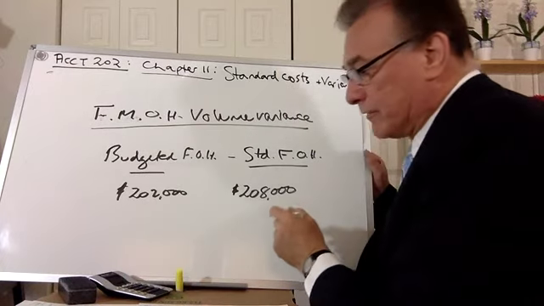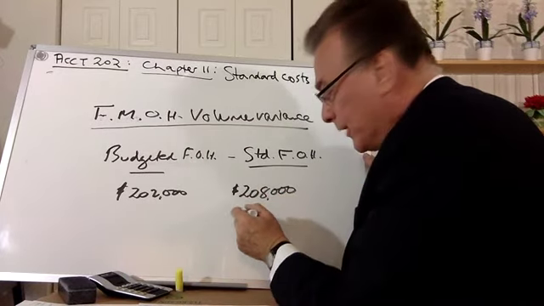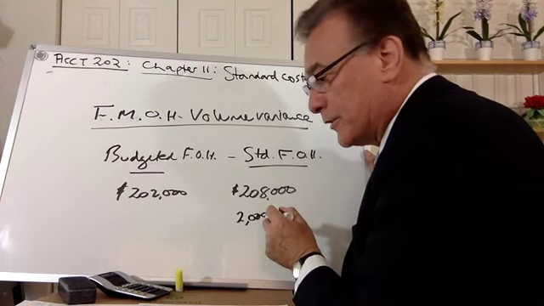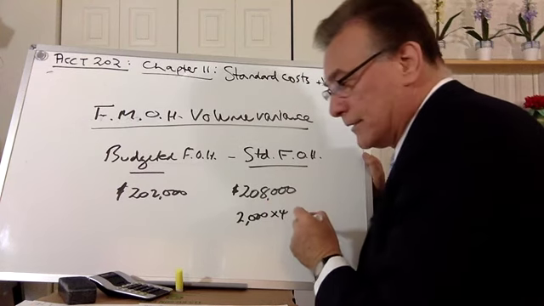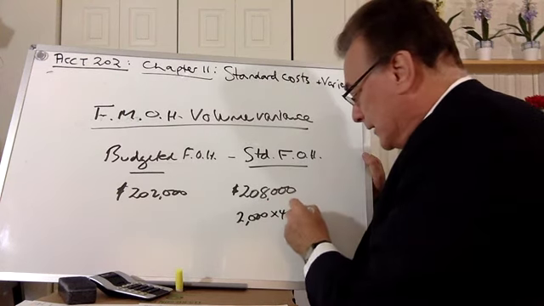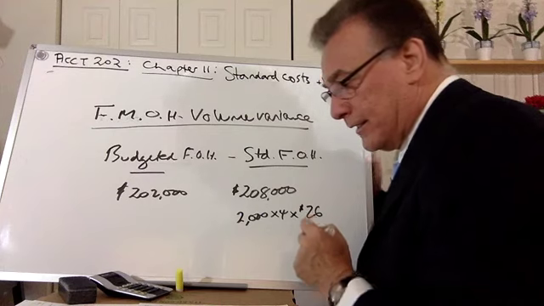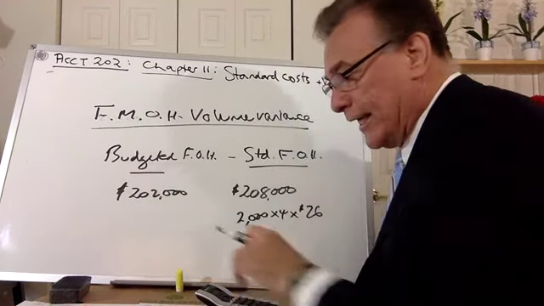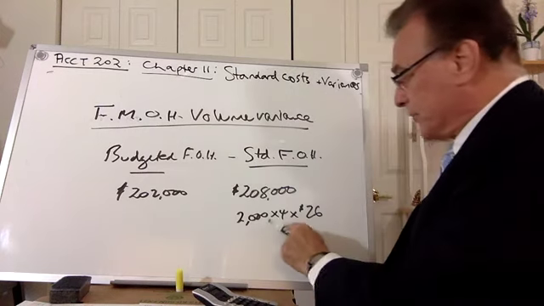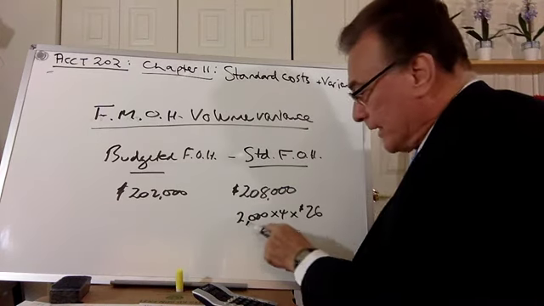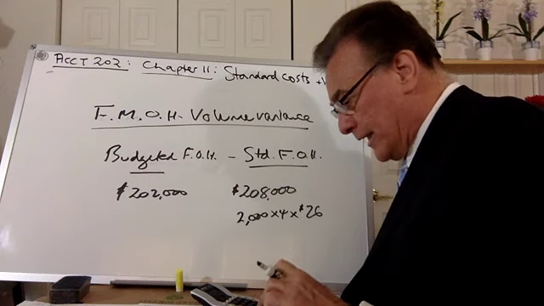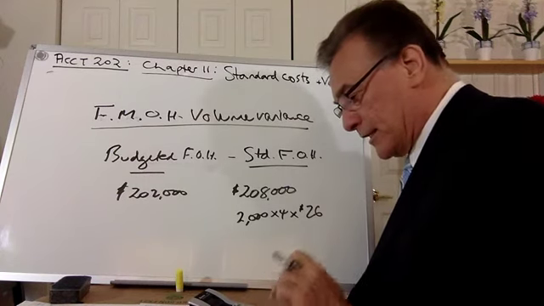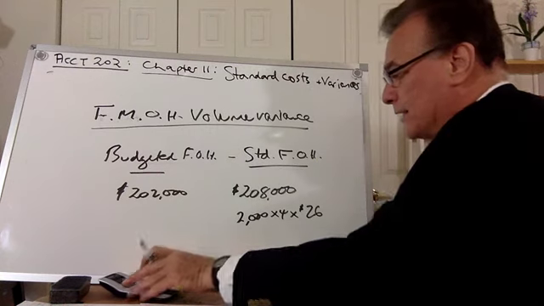The $208,000 comes from the 2,000 dog houses that they produced. It takes 4 hours per dog house, and it's $26 per machine hour for the allocated overhead. There are 4 hours of machine time in each dog house, and they made 2,000. So you just do 2,000 multiplied by 4 multiplied by 26 equals 208,000. That's where that comes from.